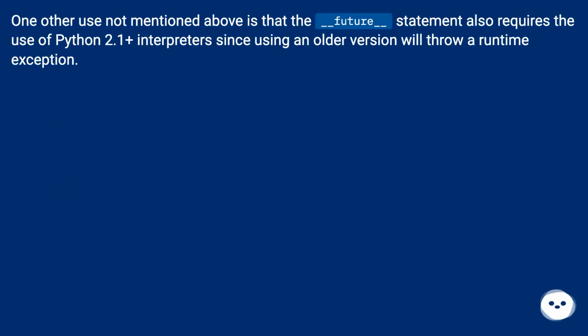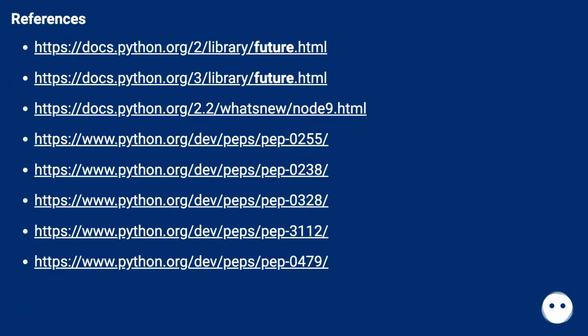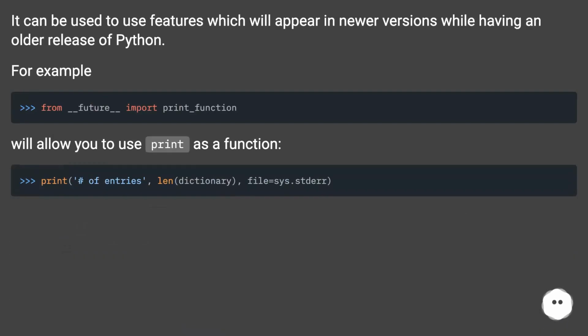One other use not mentioned above is that the __future__ statement also requires the use of Python 2.1+ interpreters, since using an older version will throw a runtime exception. It can be used to use features which will appear in newer versions while having an older release of Python. For example, this will allow you to use print as a function.